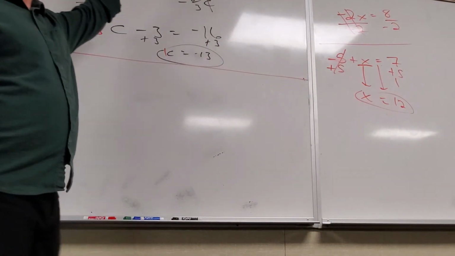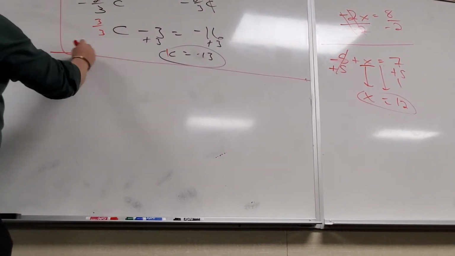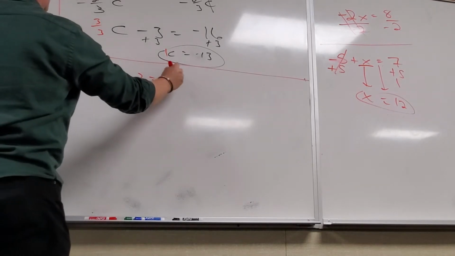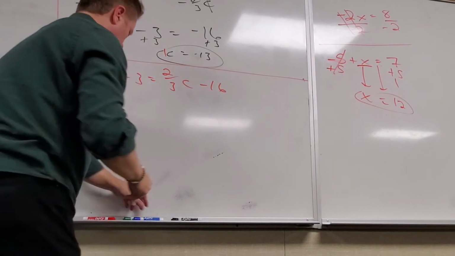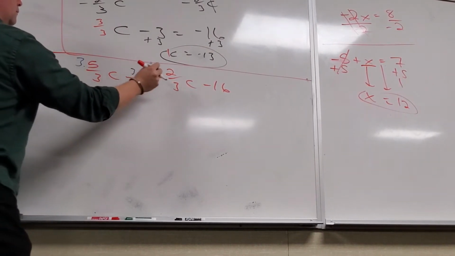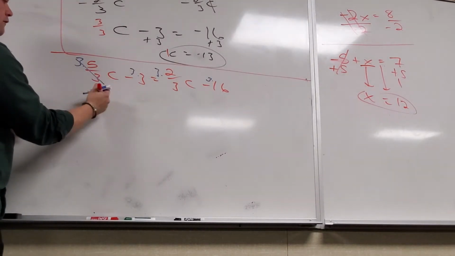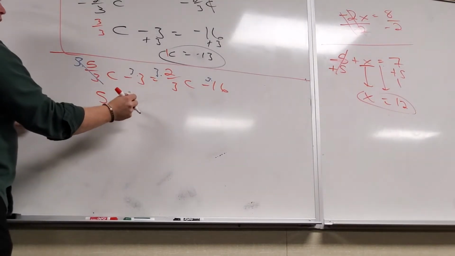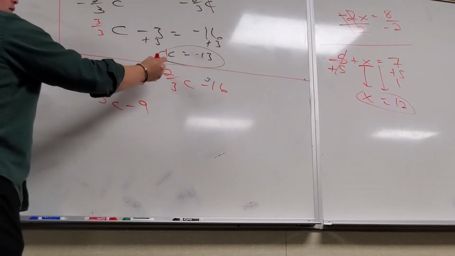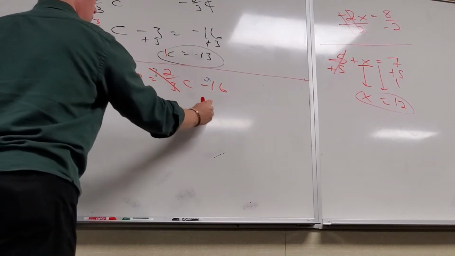Are you gonna times that one by 3, all of them? Oh yeah, I'm sorry. So if I redo this one, if I come in and multiply everything by 3, these cancel, so I get 5c. 3 times 3 is 9. All right. And then the 3's cancel. And then 3 times 16.